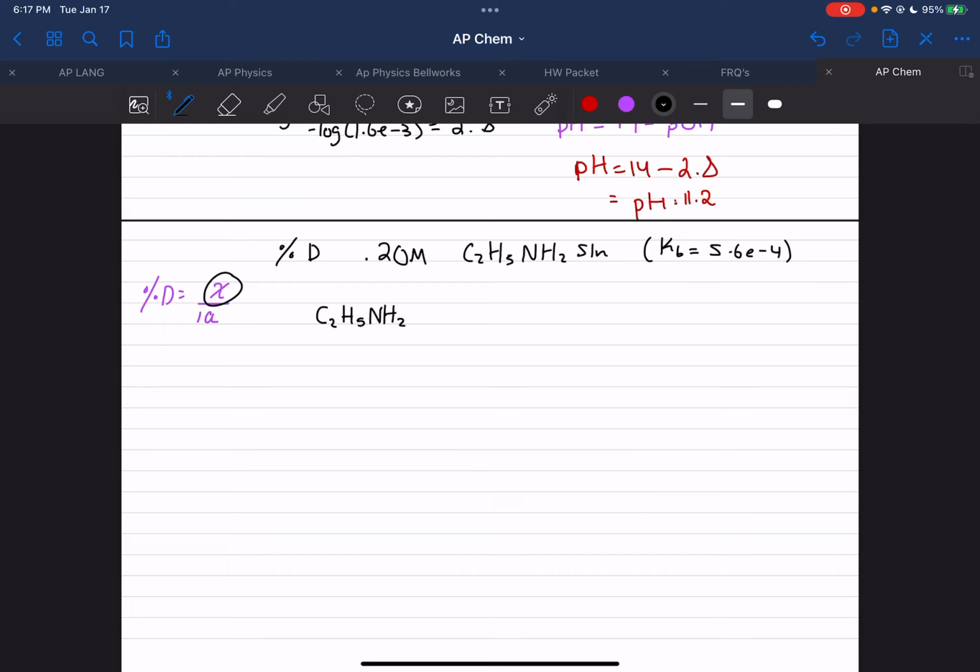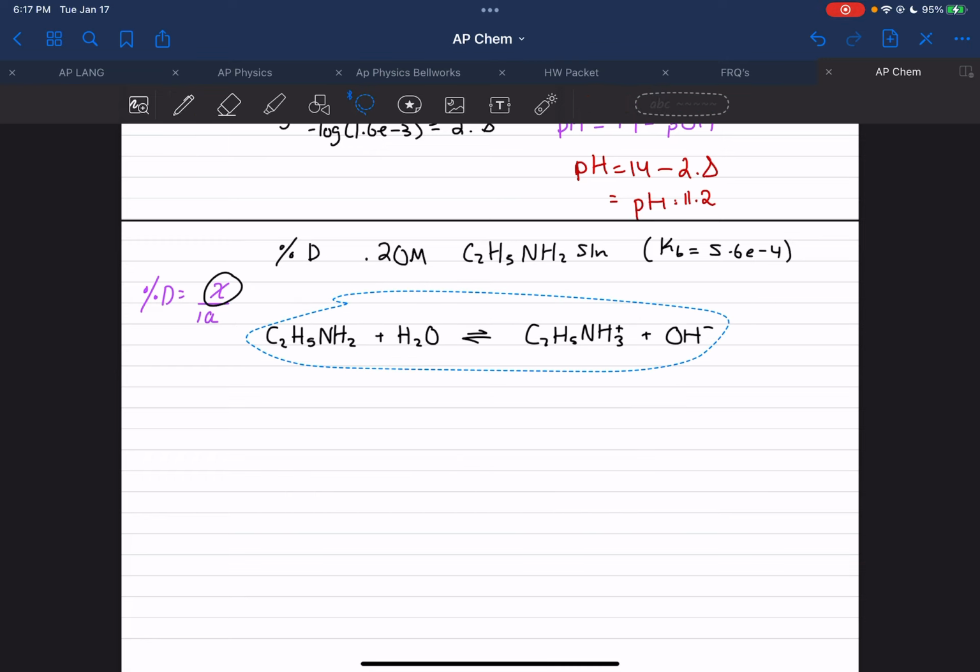C2H5NH2 is definitely going to be a base, which means I'm going to add water. It's going to give me C2H5NH3 plus, plus OH minus. And they want X. This is just me rationalizing in my head; this is not really an explanation.